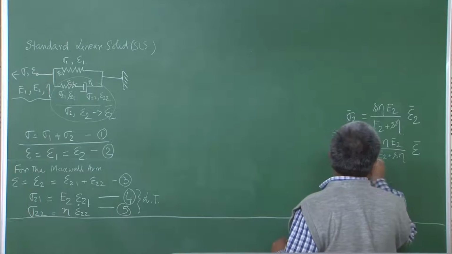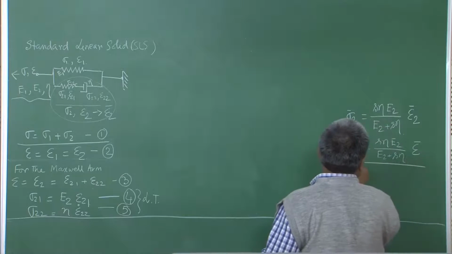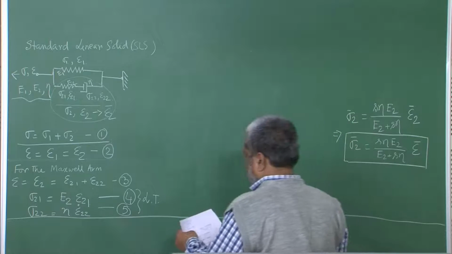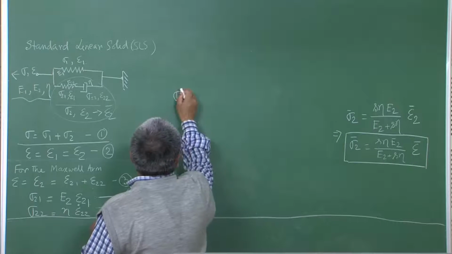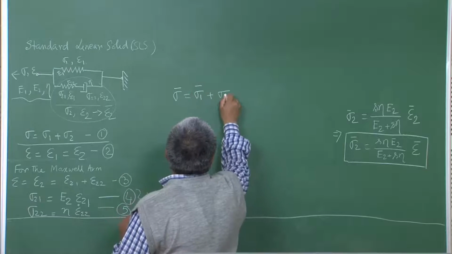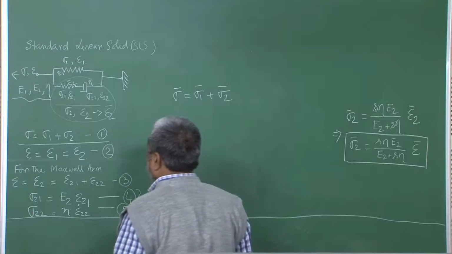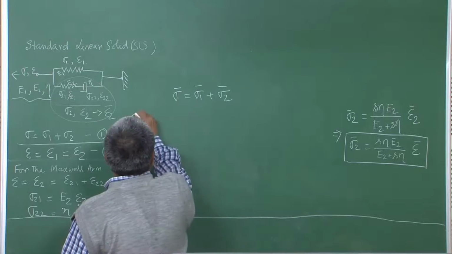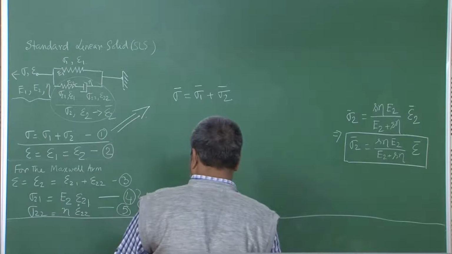So, one relationship we know is this relationship, that is what sigma 2 bar is, and now we know that sigma bar is sigma 1 bar plus sigma 2 bar. Okay, that is the Laplace transformation of the first equation. So, from this first equation we get this.